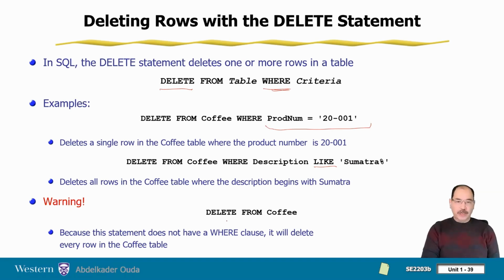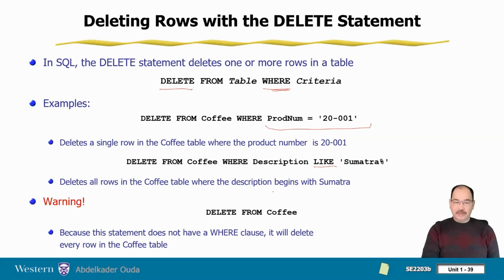If you need to delete the entire table, you can say delete from coffee. That's it. That means all data in that table will be deleted, but will not delete the table itself. I want to delete the data of the table, but still have the table defined in the database.